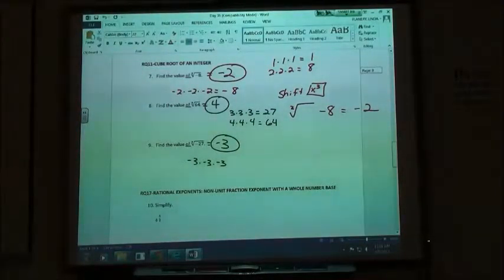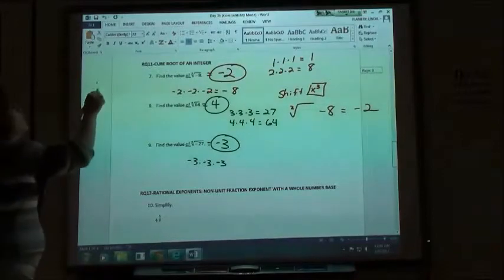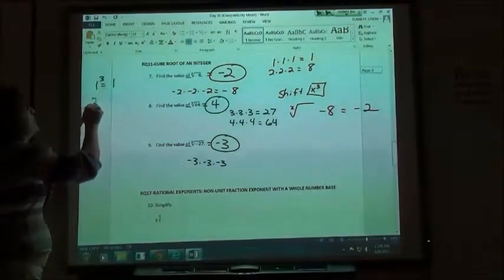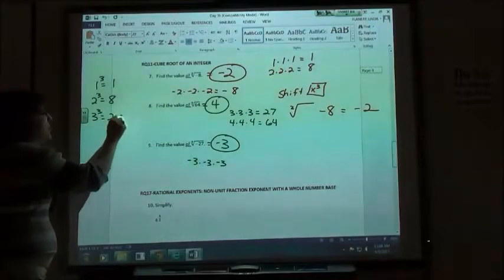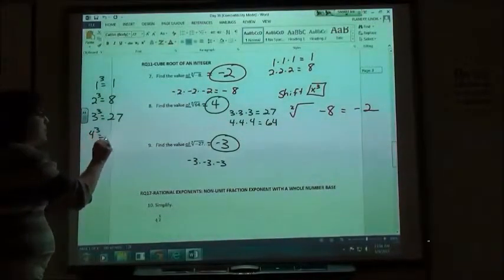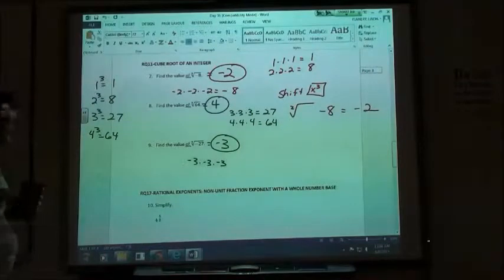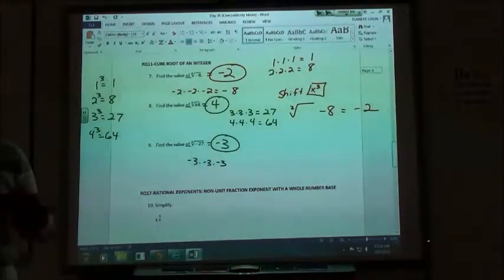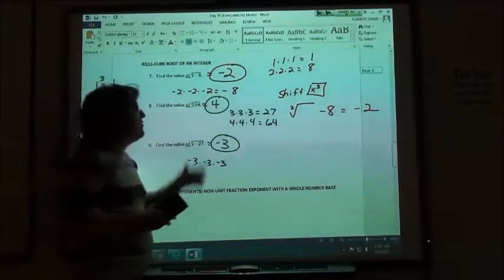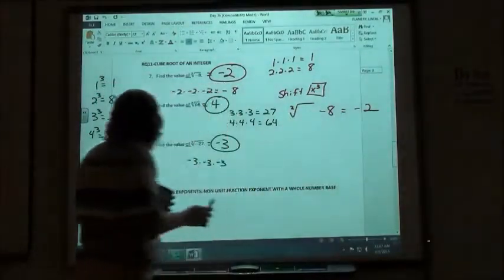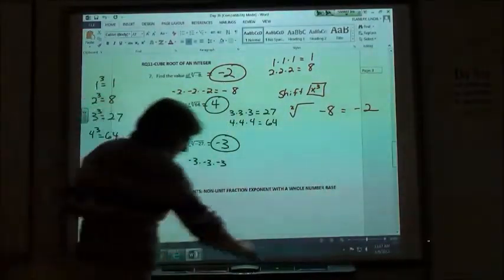So, when you're doing cube roots, you want to think of your perfect cubes. 1 cubed is 1, 2 cubed is 8, 3 cubed is 27, 4 cubed is 64, and you could keep going with your list. 5 cubed, 6 cubed, 7 cubed, so that when you're doing these, you don't have to always think about, oh, what number should it be? I know you could also use your calculator and figure it out. My 3 doesn't look like a 3 much there. But that's what you're thinking.